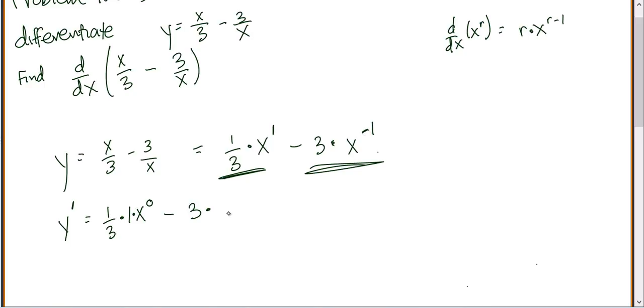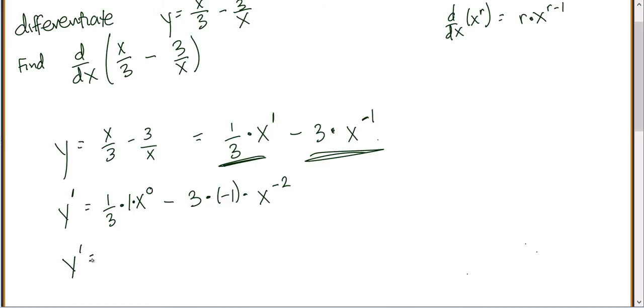Let's bring down the power. So that -1 comes down to multiply the x. Then we have x, and you take this -1 and you subtract 1, or you drop the power by 1. So we get to -2. So again, the 3 stayed there. We brought down our power of -1, it now multiplies in there, and we dropped our power by 1.